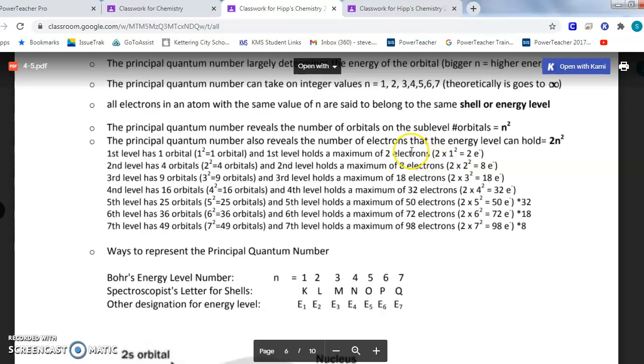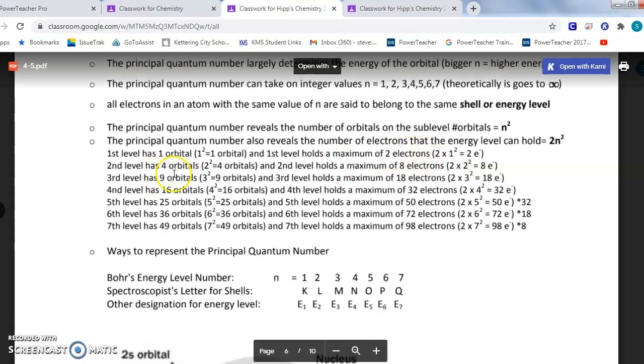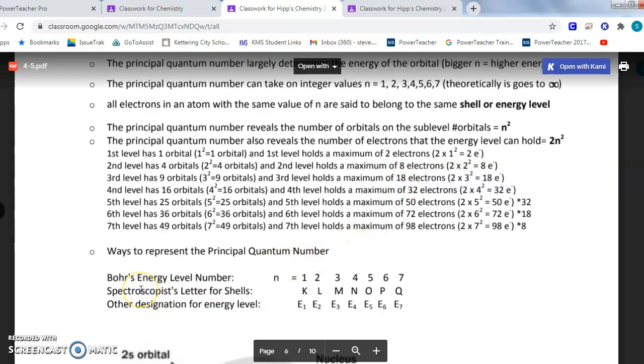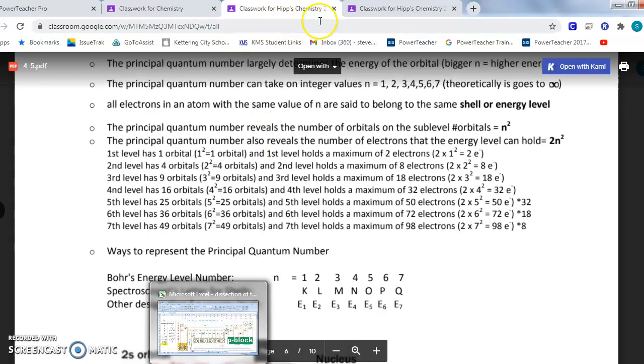So we said the first level, 1 squared times 2 is 2. The second level, 2 squared times 2 is 8. The third level, 3 squared times 2 is 18 electrons. 4 squared times 2 was 32 electrons. 2, 8, 18, 32. Holy cow. Are those numbers on the periodic table as well?